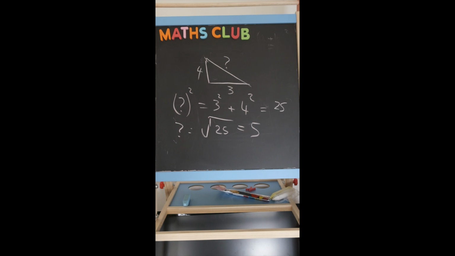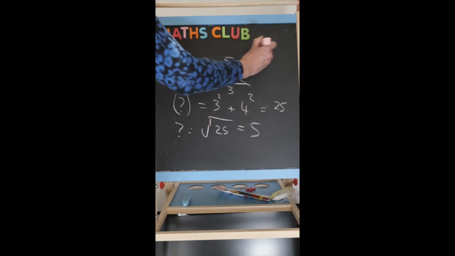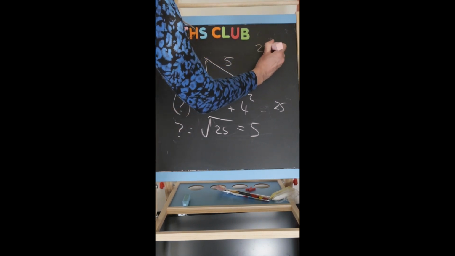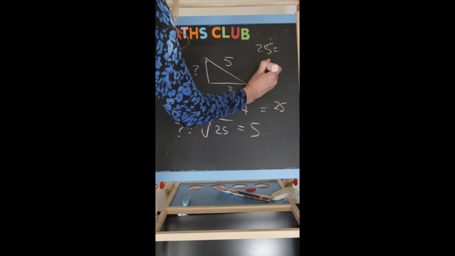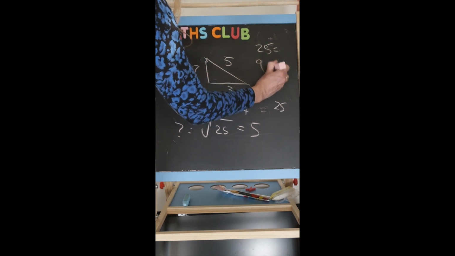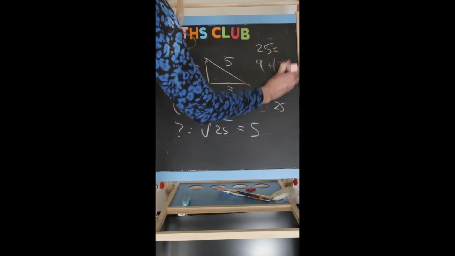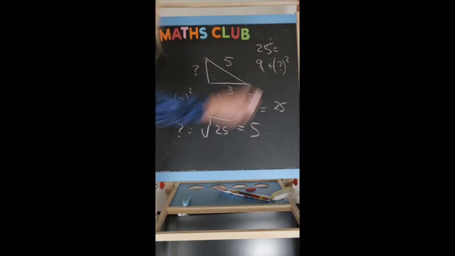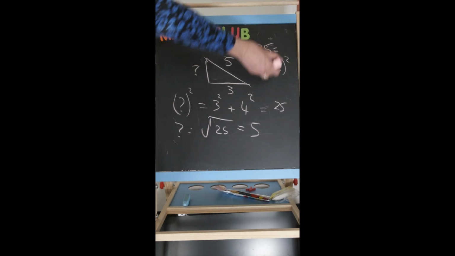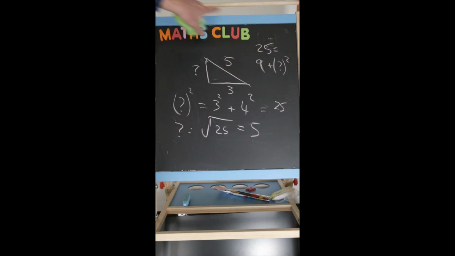So also similarly, if you knew that this was 5 and you needed to know this one, you would know that 5 times 5 is 25 equals 9 plus question mark squared. So you'd subtract 9 from 25 and give 16, and then the square root of 16 is 4. So that's a nice example to use, just because you can square root all these numbers quite easily.